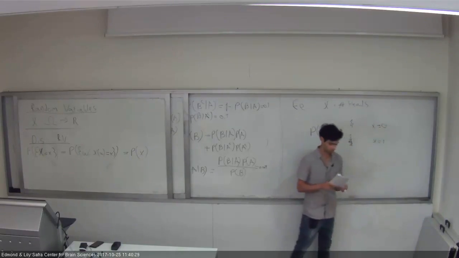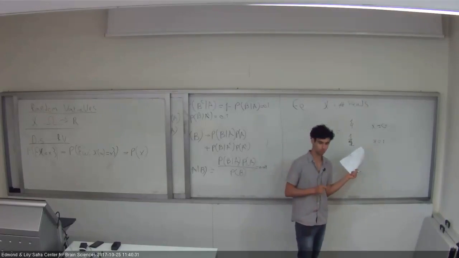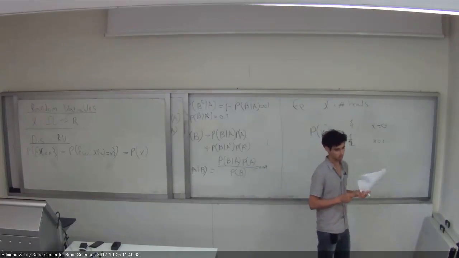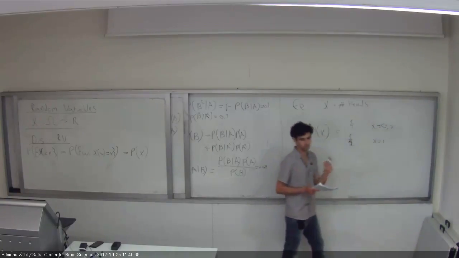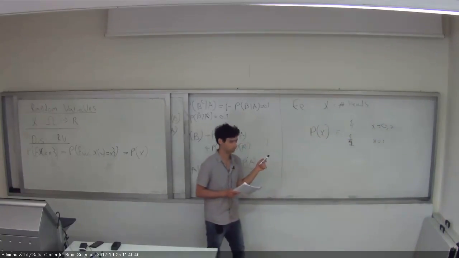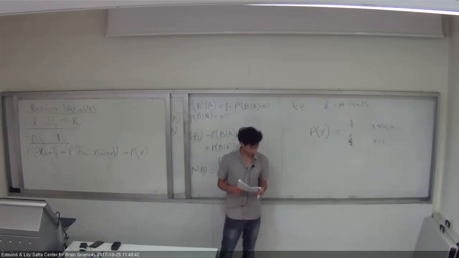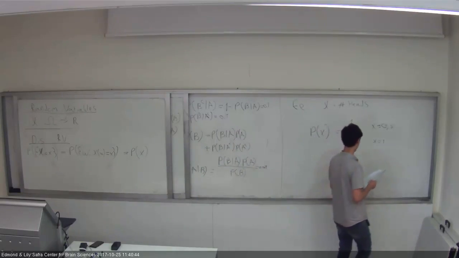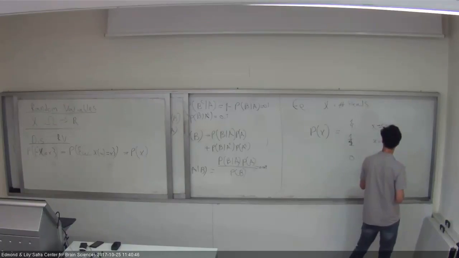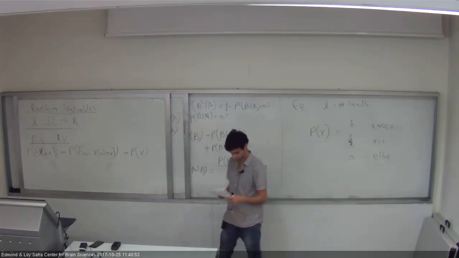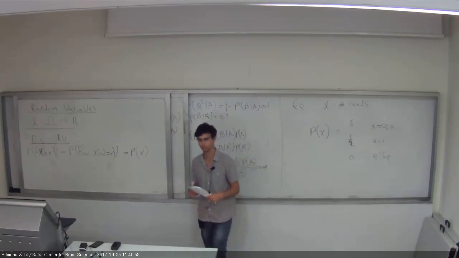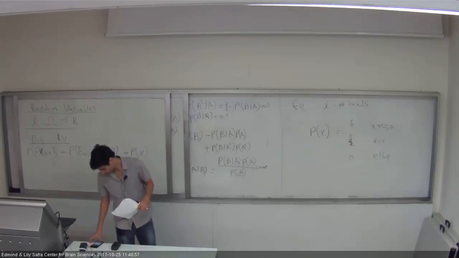And what is the probability that X is equal to 2? Also 1 over 4, right. If you don't understand why, come to talk to me afterwards. And of course, this is all the possible options, so it's 0 else. Okay? Questions? No. Great.